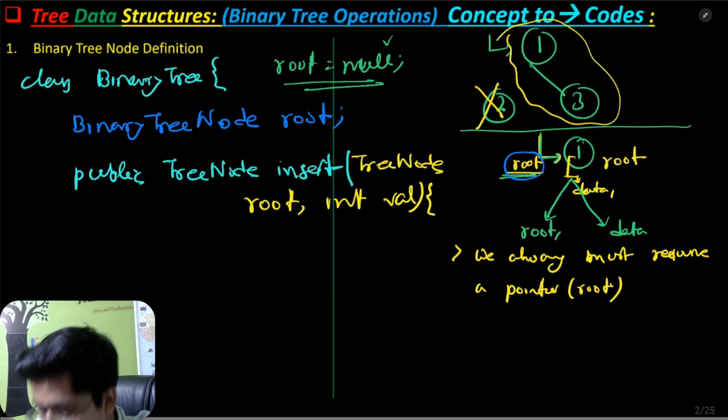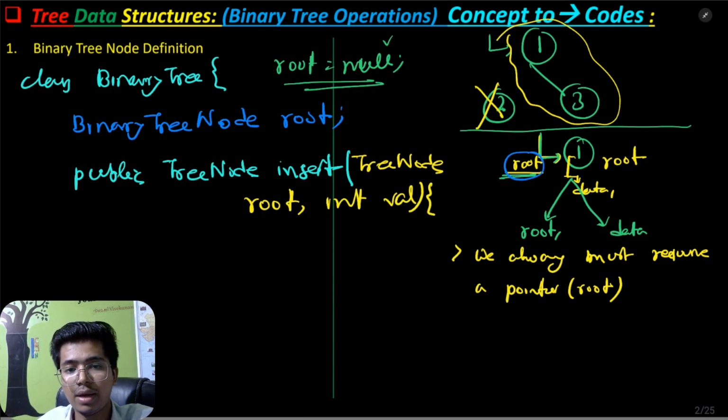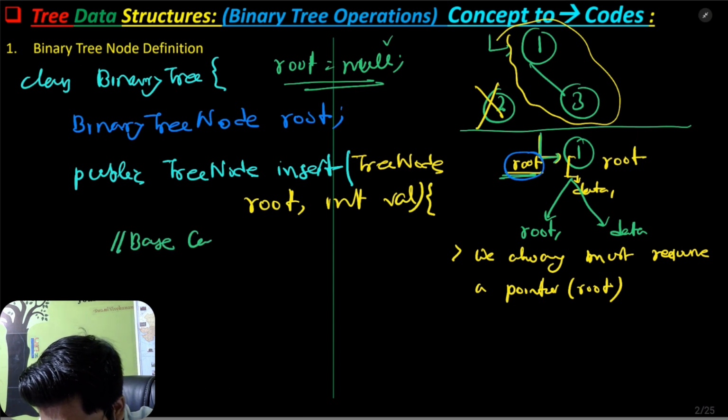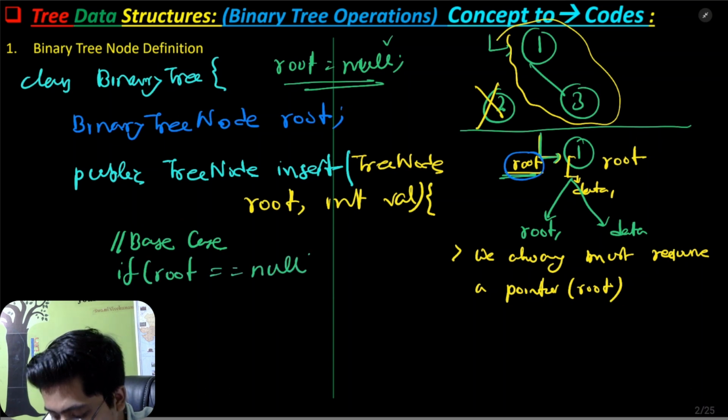Now after we have created the function, we have to declare the base case. We'll be declaring the base case. So the base case we always check is either 0 or 1. So we'll be checking if root equals null, we are checking this root equals null.